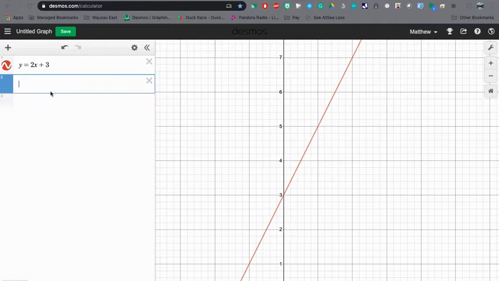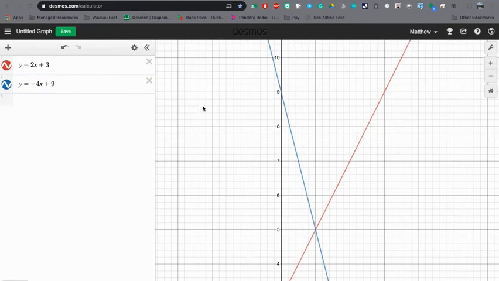Now, if you had a system of equations, that means you have two different ones. So let's say you have y equals negative 4x plus 9. So there's that equation, that blue line there. The y-intercept is 9, and our slope is negative 4 over 1. So as you can see, the solution to the system of equations is 1, 5.